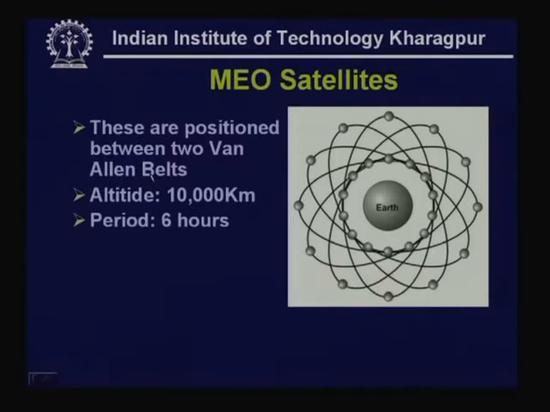Now, let us consider the MEO satellites. These MEO satellites are positioned between two Van Allen belts, as we have discussed, at a typical altitude of 10,000 kilometer, and the period is 6 hours, not minutes, as you can see. As the altitude is increasing, the period is also increasing. So, 6 hours is the period for typical MEO satellites.